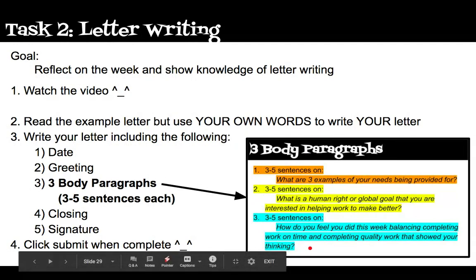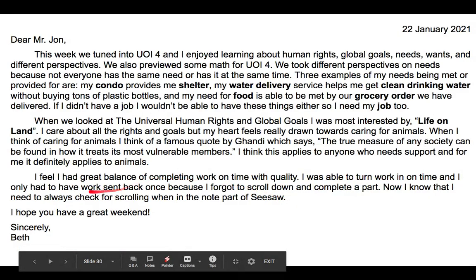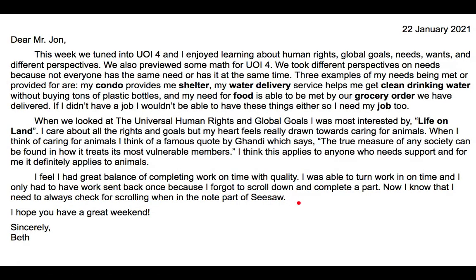My last body paragraph should include how I feel I did this week balancing completing work on time and completing quality work that showed my thinking. I feel I had great balance of completing work on time with quality. I was able to turn work in on time, and I only had to have work sent back once because I forgot to scroll down and complete a part. Now I know that I need to always check for scrolling when in the note part of Seesaw.